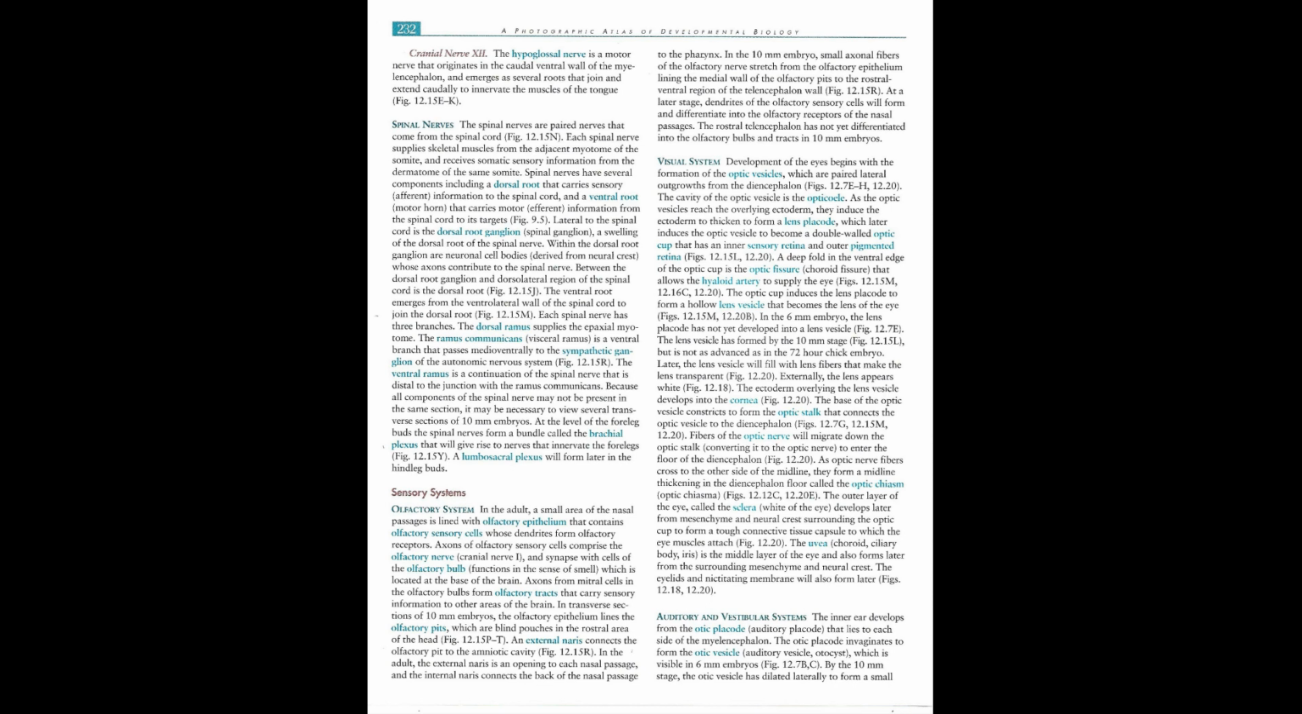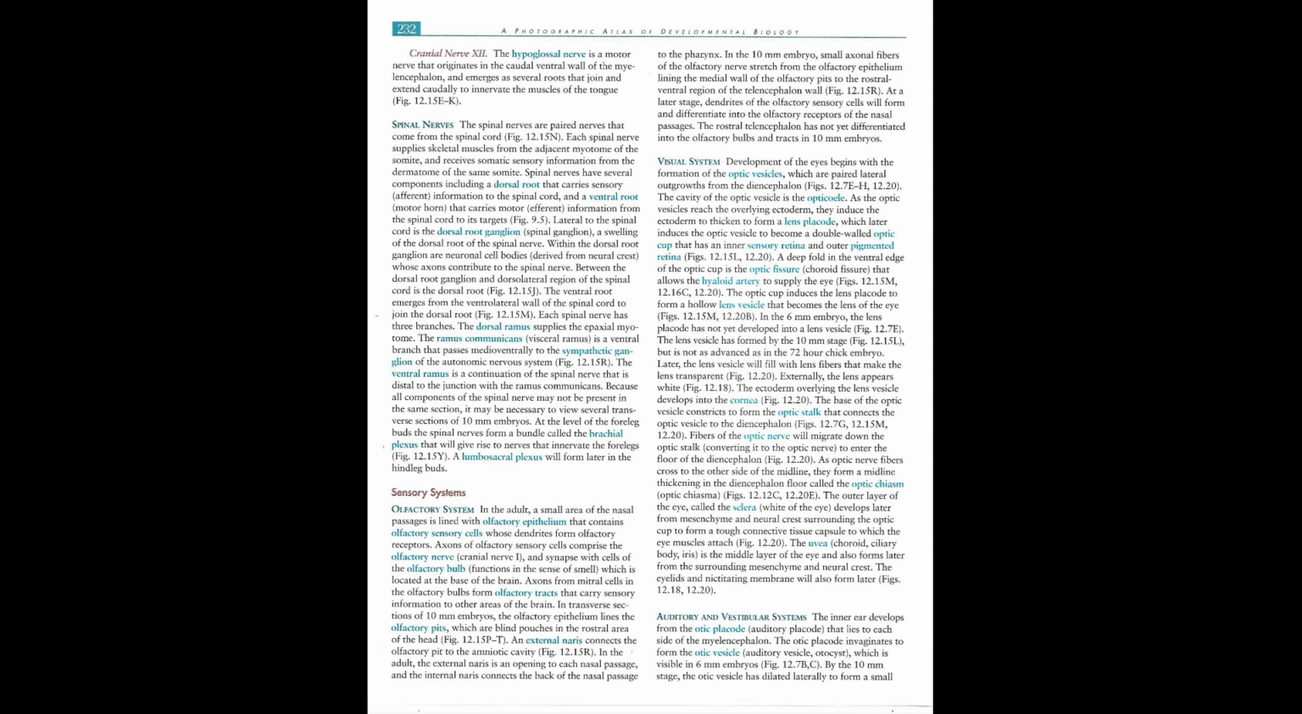At the level of the foreleg buds, the spinal nerves form a bundle called the brachial plexus that will give rise to nerves that innervate the forelegs, Fig 12.15 y. A lumbosacral plexus will form later in the hind leg buds.